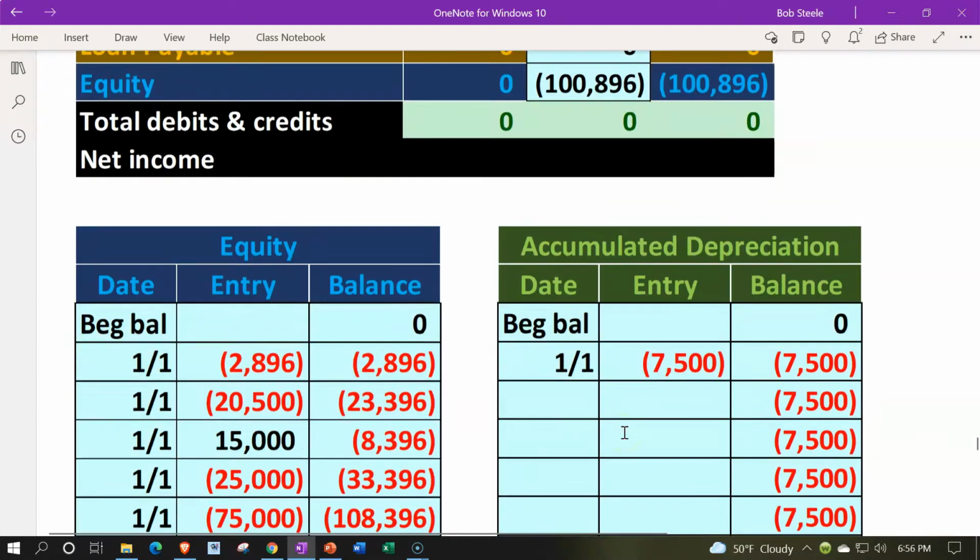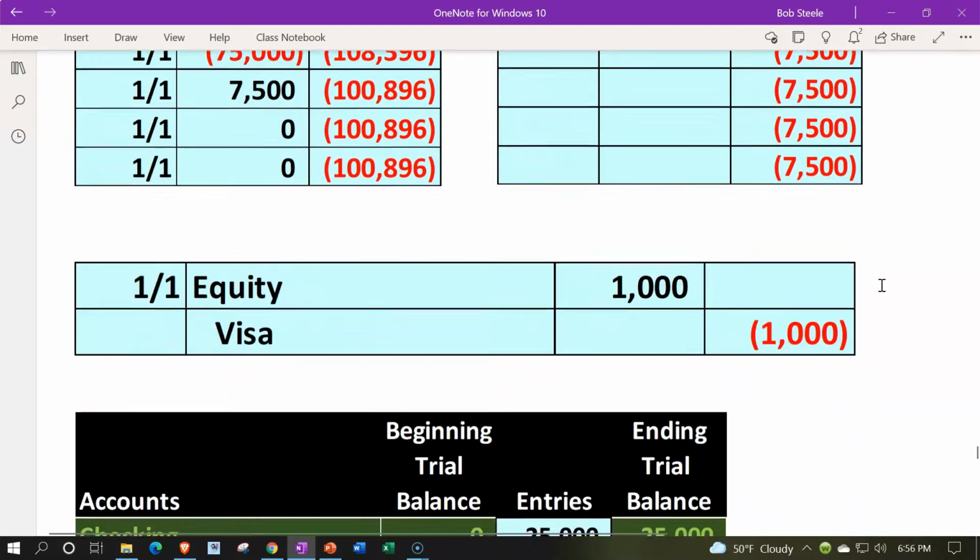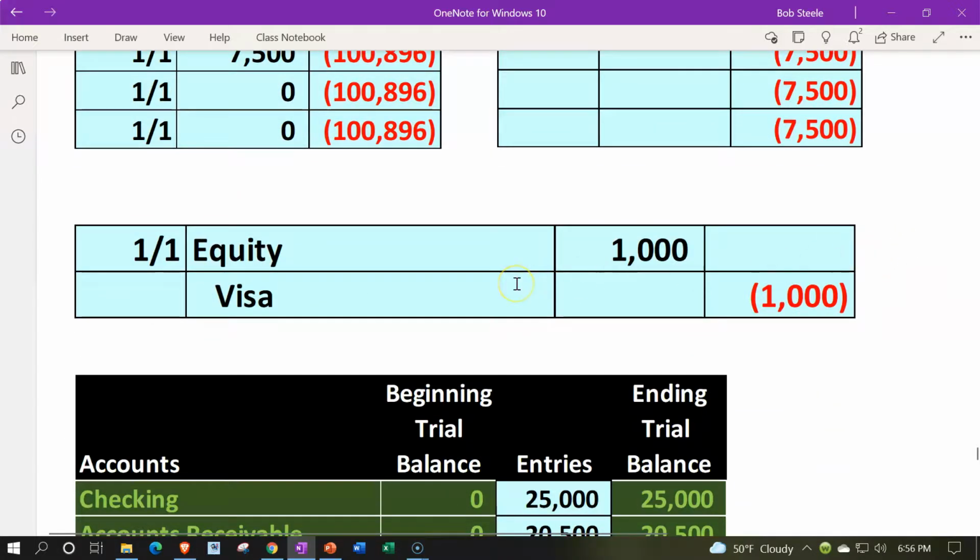If you look at the GL account, now equity was at $108,396. We debited it, which is going to decrease a credit balance account, taking it down to $108,996. The accumulated depreciation went up in the credit direction, which decreases the total assets because it's a contra asset account. Then we've got the Visa, which is a liability account, increased with a credit. The other side going to equity, a debit.